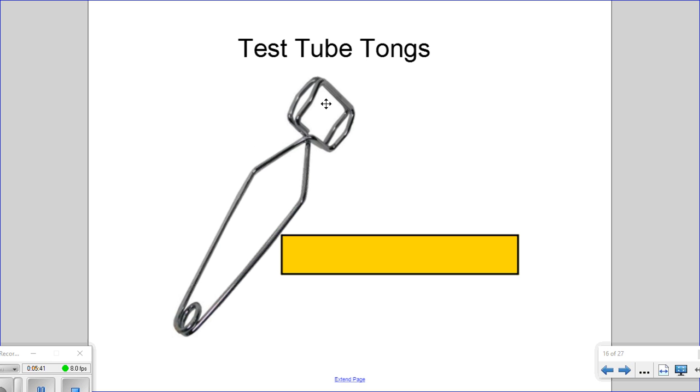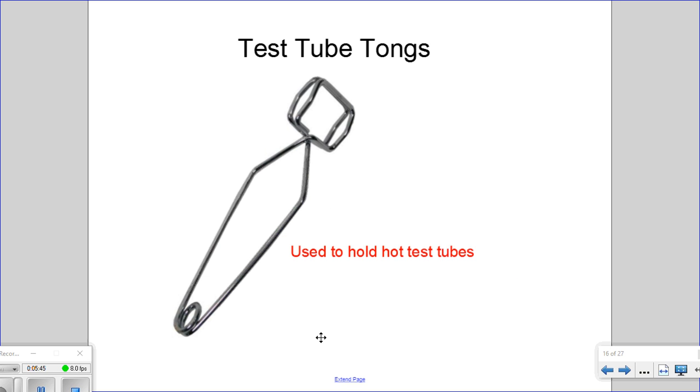Last set of tongs, I believe, are the test tube tongs. Test tube tongs are used to hold hot test tubes. Similar to hot beakers, you do not want to hold hot test tubes with your hands. So this set of tongs is small and specifically designed to hold on to that small shape of a test tube.